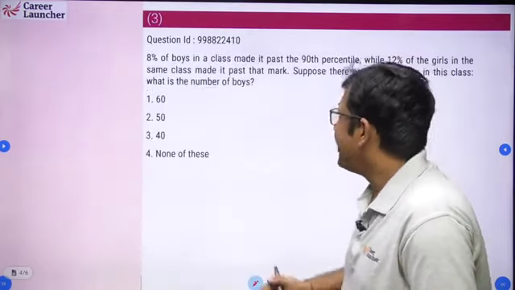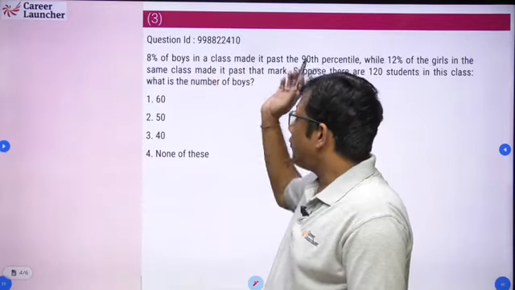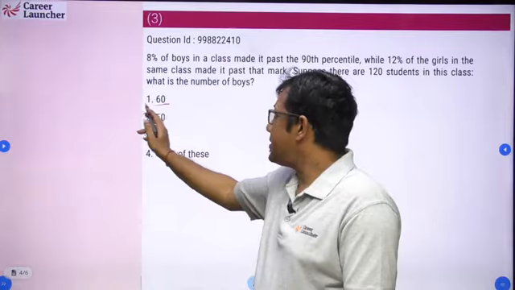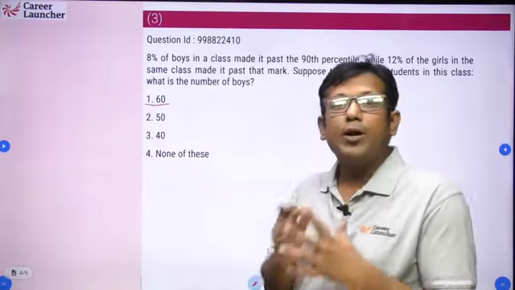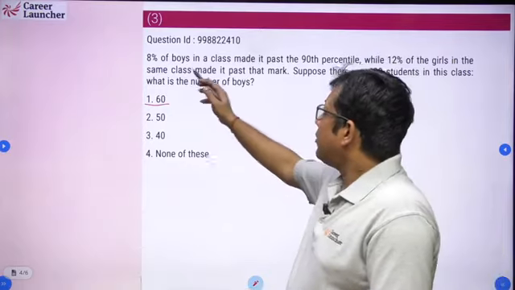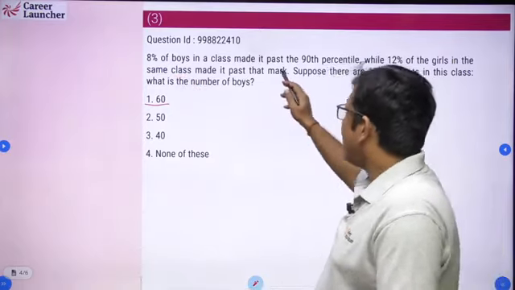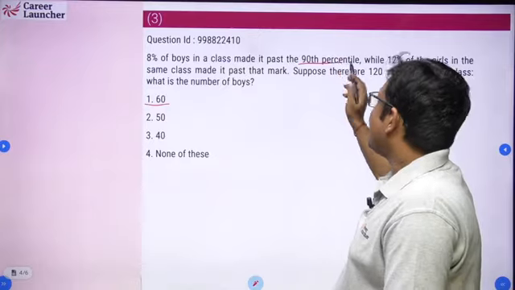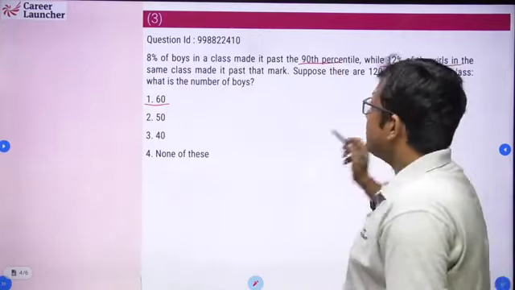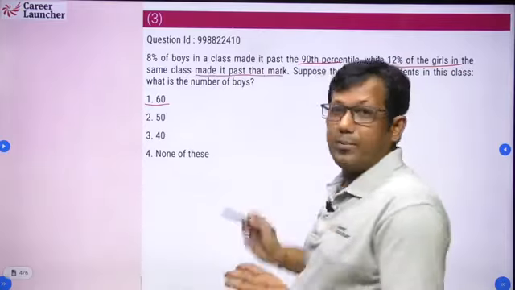This question has the question ID 9988224110. Now what does it say? So here they have given the answer as option 1, 60. Now let's see why this answer is wrong. Okay, now 8% of the boys in a class made past the 90th percentile, while 12% of the girls in the same class made it past that mark.